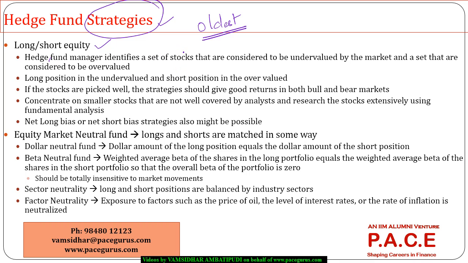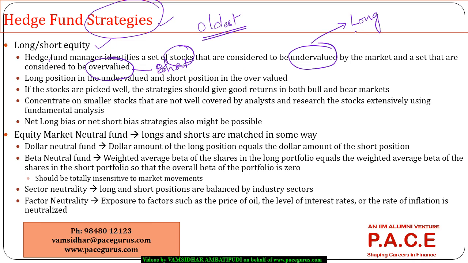The hedge fund manager is going to identify a few set of stocks which are considered to be undervalued and a few set of stocks that are overvalued. So that is the typical identification process that would be done by the hedge fund manager. A few stocks which are undervalued by the market and a few stocks which are overvalued by the market. In all those stocks which are undervalued he is going to take a long position, and all those stocks which are overvalued he is going to take a short position.